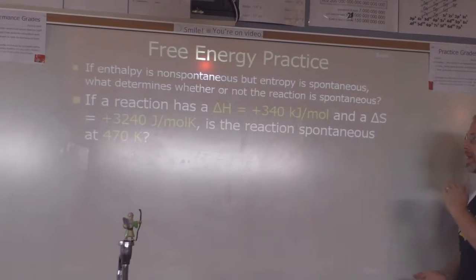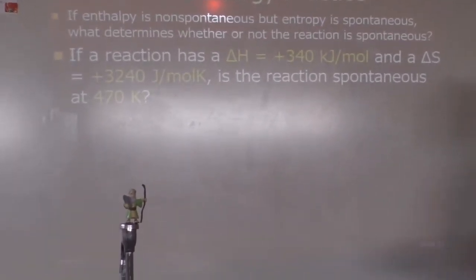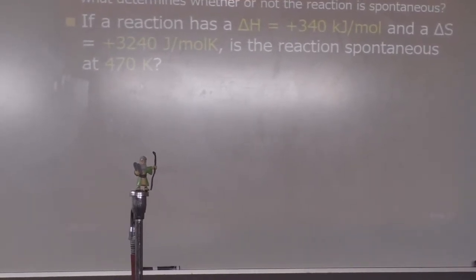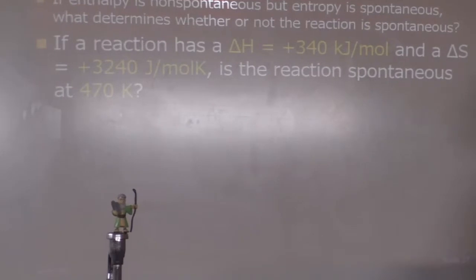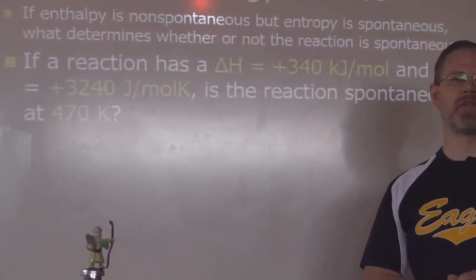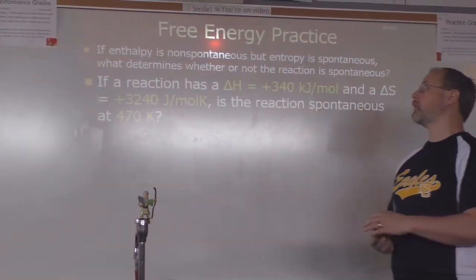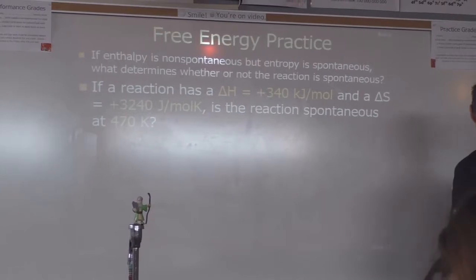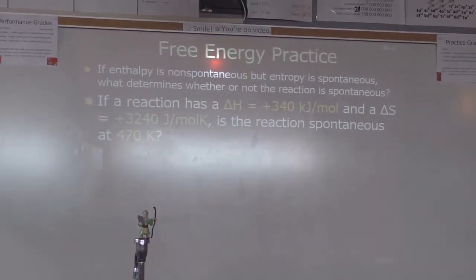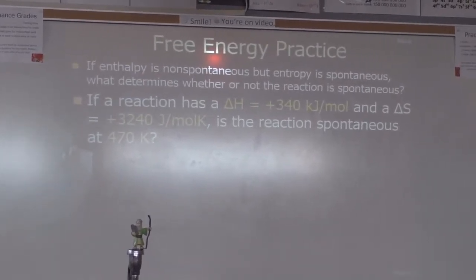Math now. If a reaction has an enthalpy value of positive 340 kilojoules per mole, and an entropy value of positive 3,240 joules per mole Kelvin, is the reaction spontaneous at 470 Kelvin? What I'd like you to do is work on this. So, write up Gibbs' equation, plug the numbers in, and then when you've got an answer, convince your neighbor that it is spontaneous or it isn't spontaneous. Pause the video and do the equation.